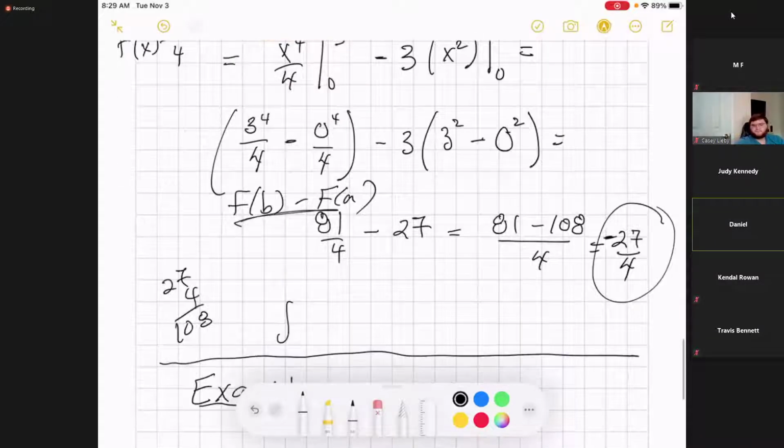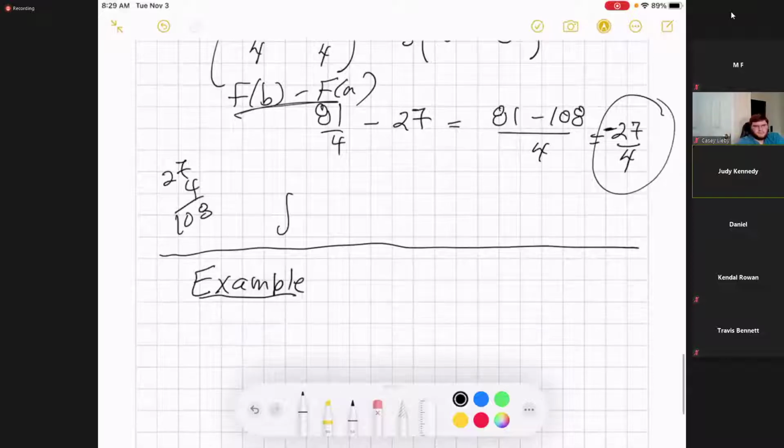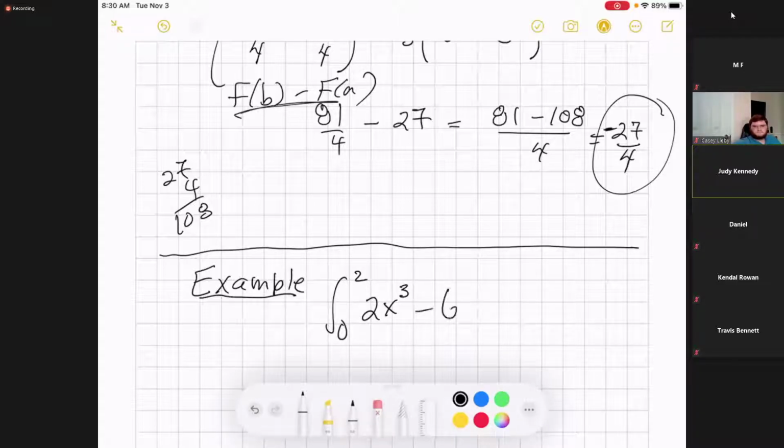Okay, so let's do another one. This is another definite integral. This is the integral from 0 to 2 of 2x cubed minus 6x plus 3 over x squared plus 1 dx.